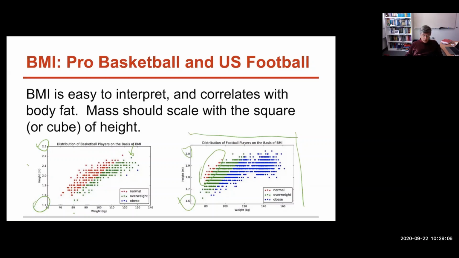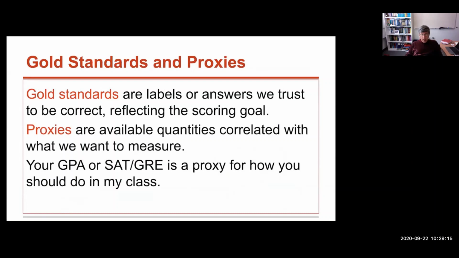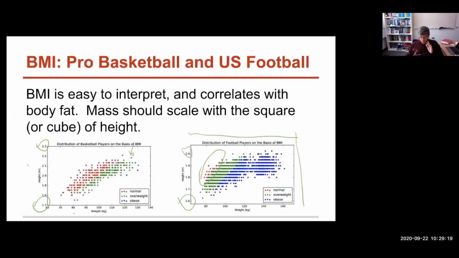Any questions? My claim is that the BMI is an interesting statistic. It's revealing, it's easy to compute, and this is the kind of thing I like to think we aspire to as a scoring function. Any questions about BMI?